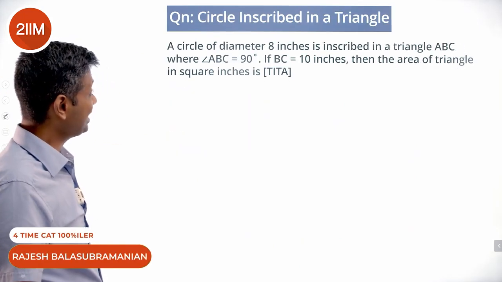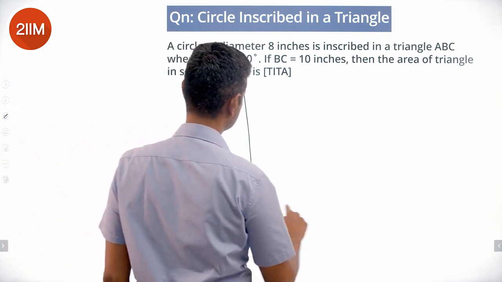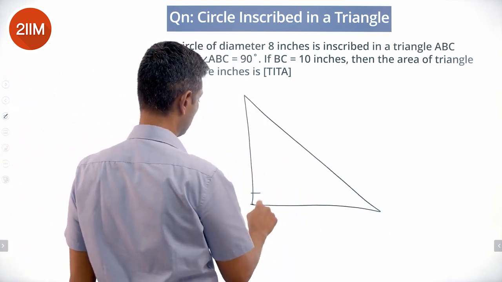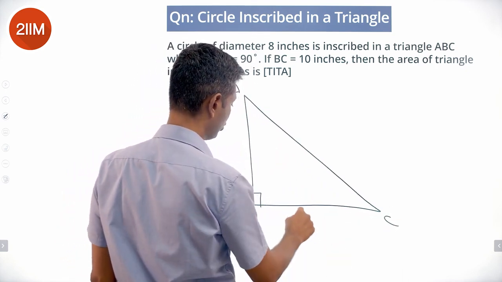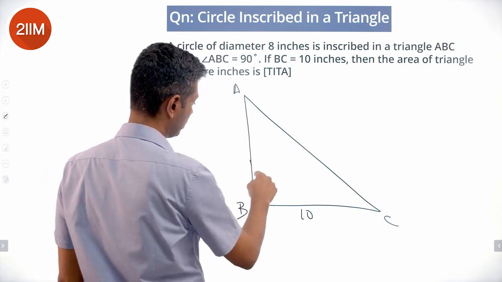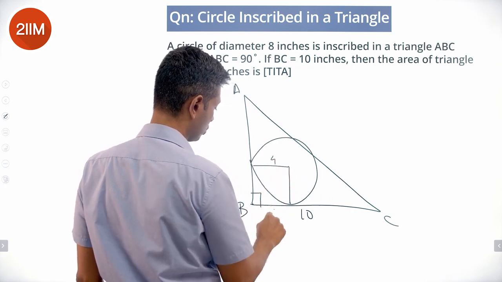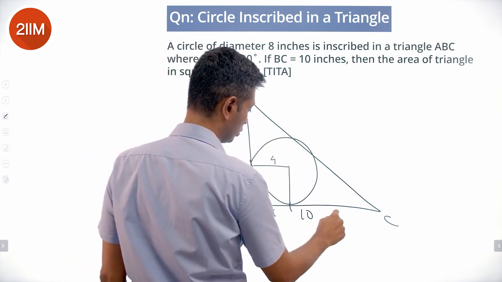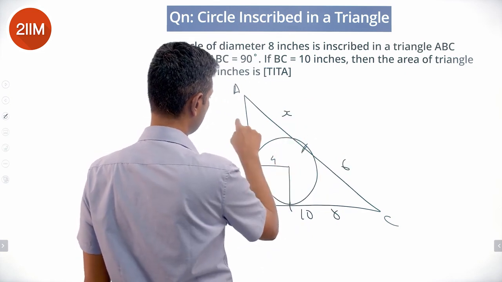A circle of diameter 8 inches is inscribed in a triangle ABC, where angle ABC is 90 degrees. So, lovely. A, B, C, 90. BC is 10. Diameter 8, or radius is 4. This is 4, this is 4. This is 6, this is 6. These two should be X and X.